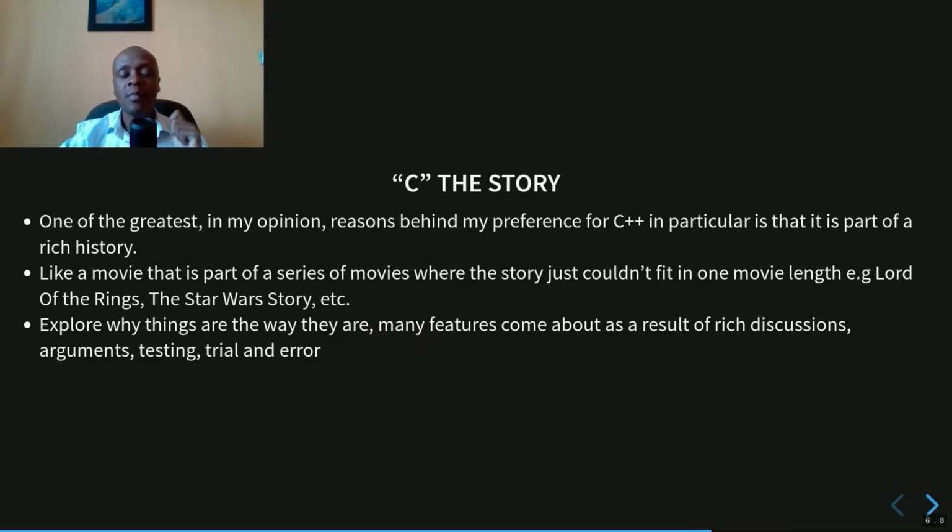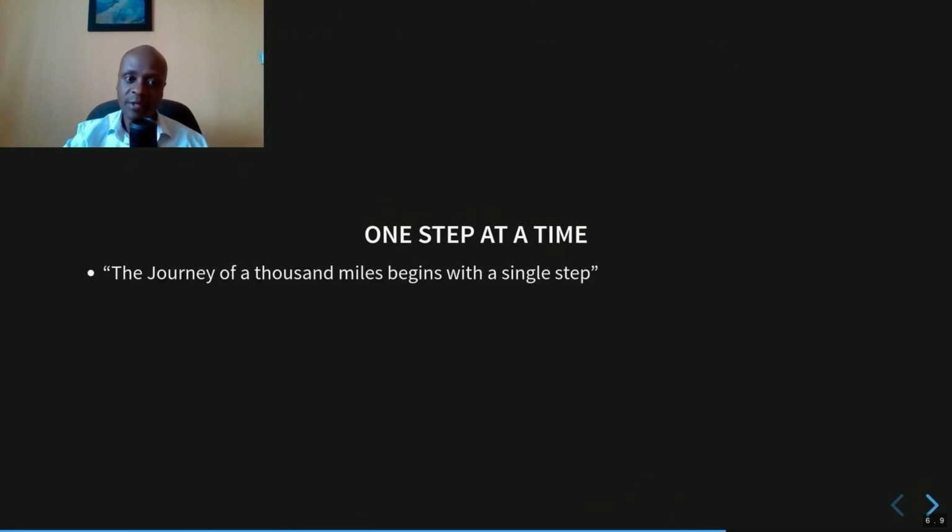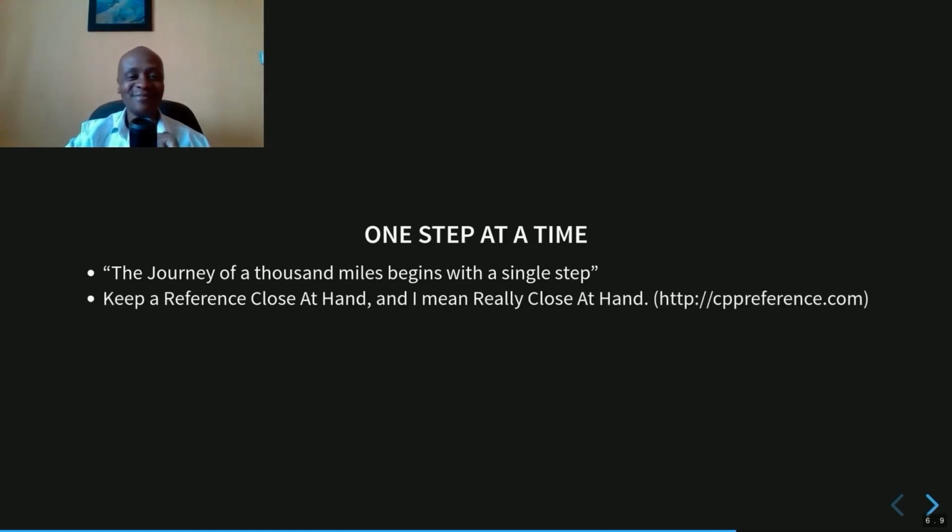So, one thing I'd like to note in conclusion with this is that many of the features that you see in C++ today have come from a lot of rich discussions, arguments, testing, trial and error. And something very important to appreciate is that where it is now has taken a lot of effort. So, like I said, one step at a time. The journey of 1,000 miles begins with a single step. Words of somebody wise. Can't remember who, though.